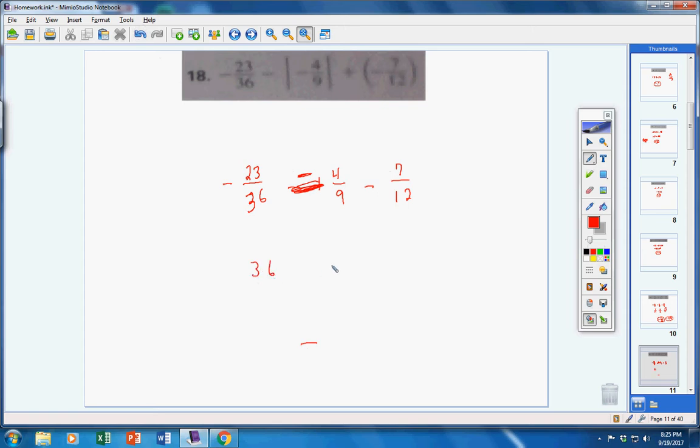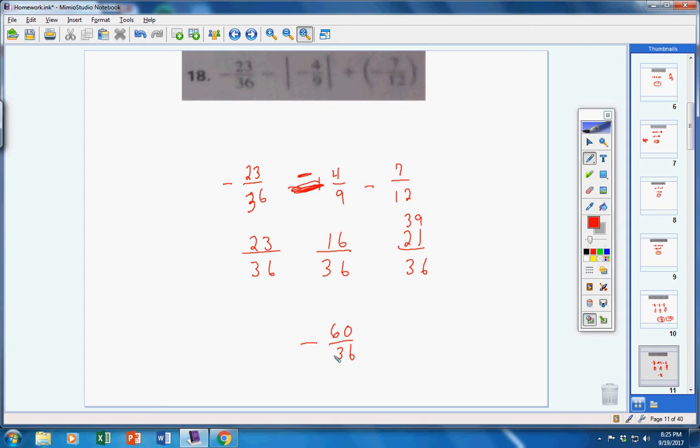A common denominator for 36, 9, and 12 is 36. So here, your 23 would stay the same. Here, 9 goes into 36 4 times. 4 times 4 is 16. Here, your 12 goes into your 36 3 times. 3 times 7 is 21. So 23 plus 16 is 39. And 39 plus 21 is 60. So we have 60 over 36.